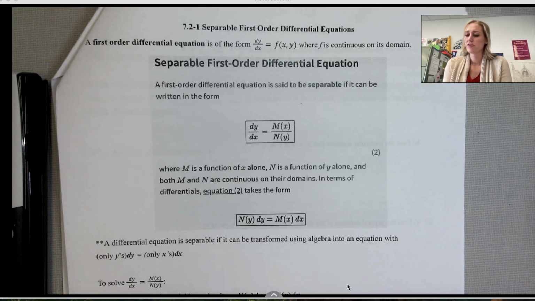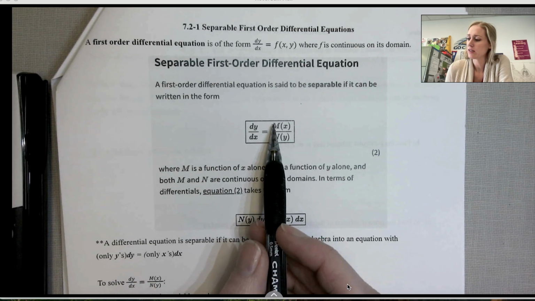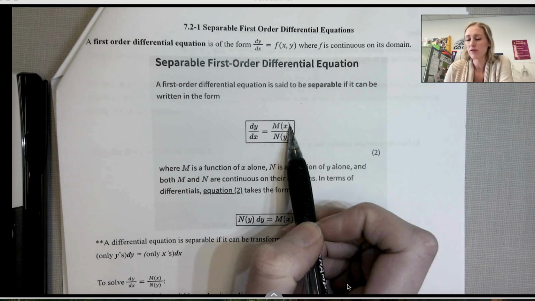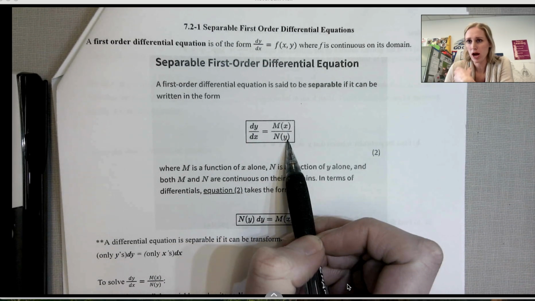Hi guys, this video is for 7.2. We're going to be talking about differential equations some more. In this section, we're going to learn another strategy for solving differential equations. The ones we're going to primarily work with in this first part involve a derivative and some expression with x and some expression with y.